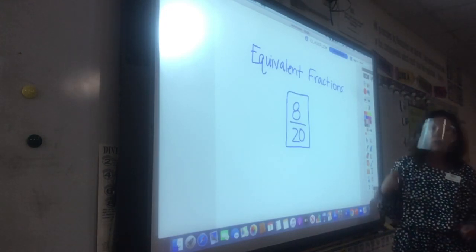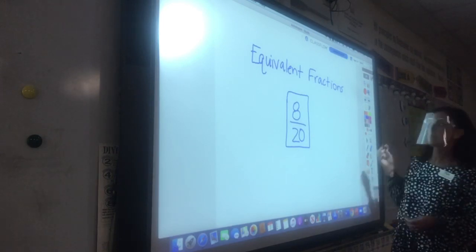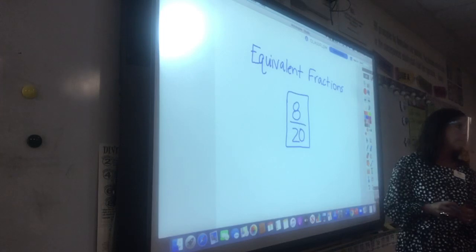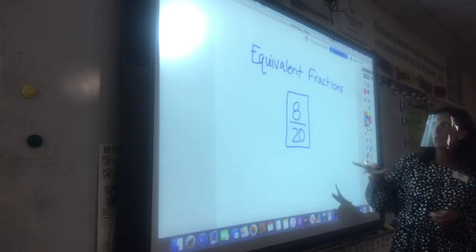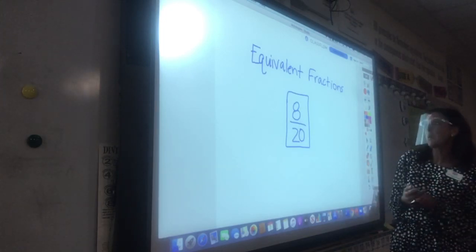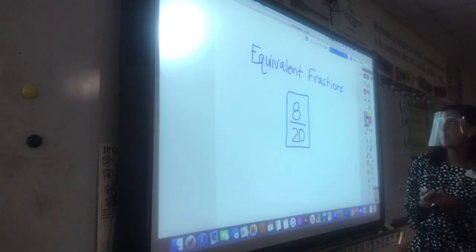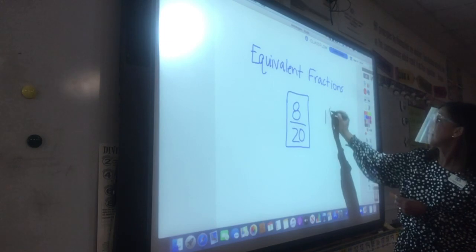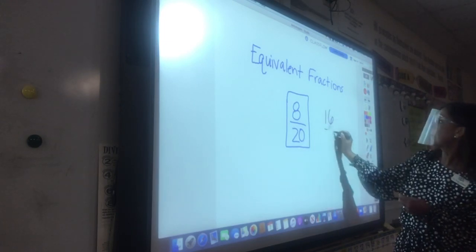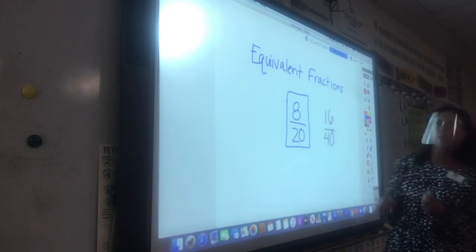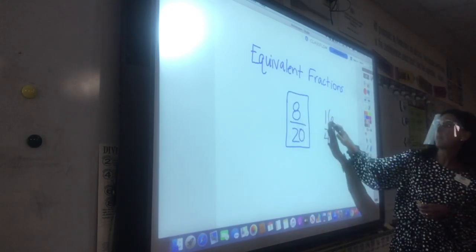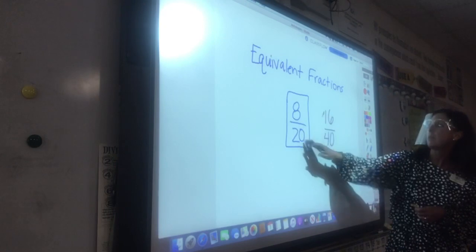Annika, what will be an equivalent fraction for 8/20ths? You can pick anything you want to. So for instance, let's say I'm going to do 2. I'm going to multiply them both by 2. So I multiply this by 2, I get 16. I multiply this by 2, I get 40. So 16/40ths would be an equivalent fraction for 8/20ths because I multiplied both the top and the bottom by 2.